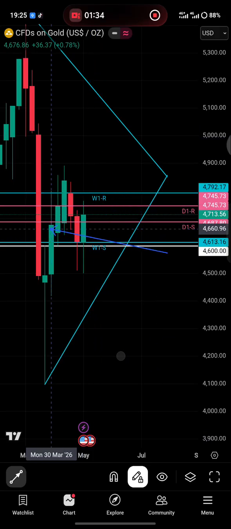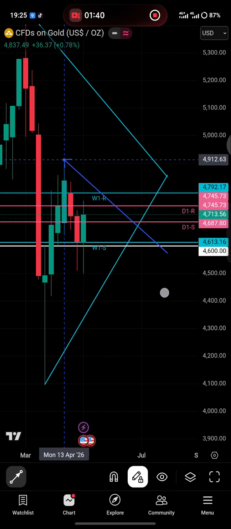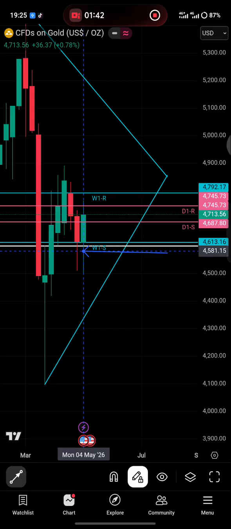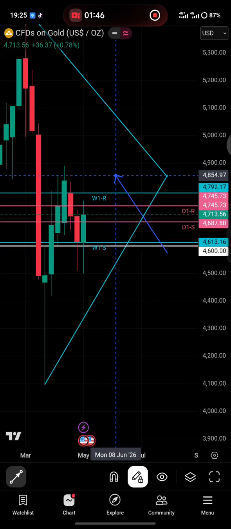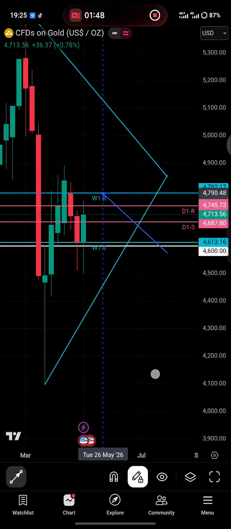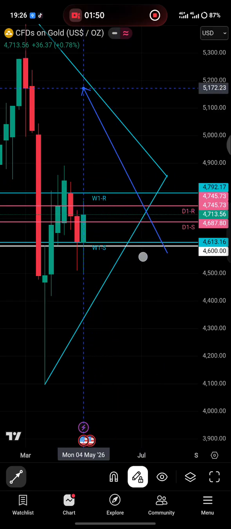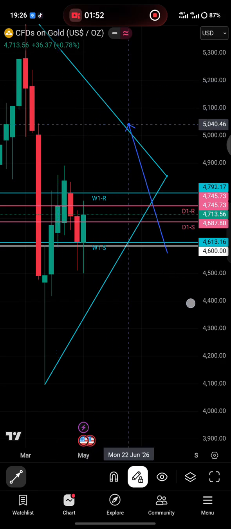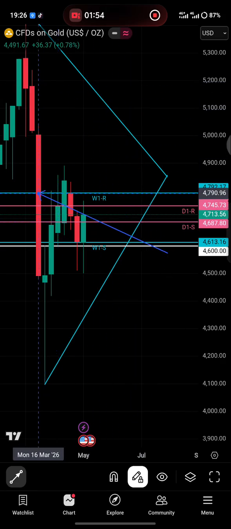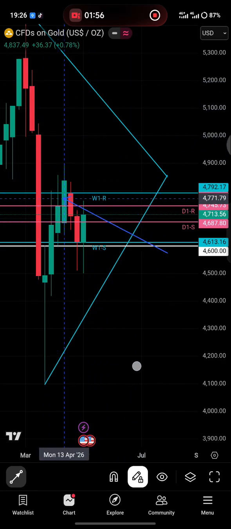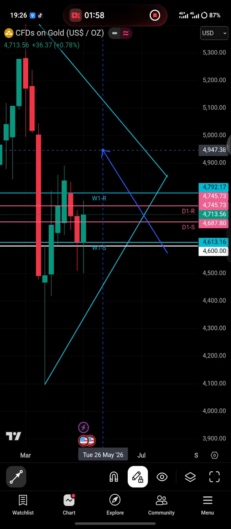Because it is still moving in a sideways fashion in the weekly time frame. On the weekly time frame, this is still a triangle that the market is moving in. As long as it hasn't pushed past or broken above this whole triangle, it is still moving sideways in this triangle, right?